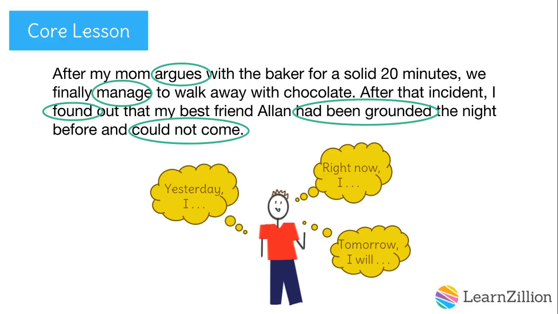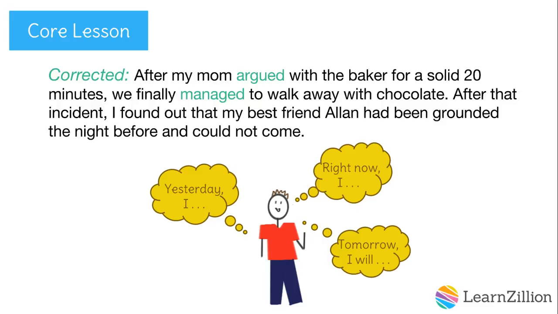Are you ready to check your answer? You should have circled argues, manage, found, had been grounded, and could not come. Your new sentence should look like this. Argues should now be argued, and manage should now be managed. The sentence after this one uses only past tense verbs, so we didn't need to change anything there. Now you might be wondering why we didn't change the verb come to came. The reason is because could not come is a verb phrase where could is already in the past tense.